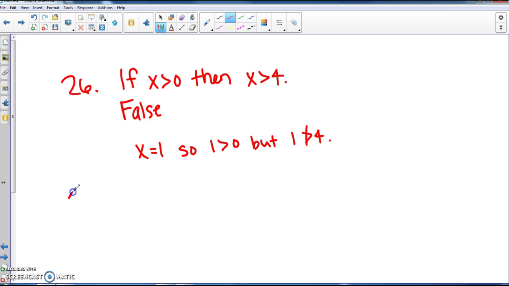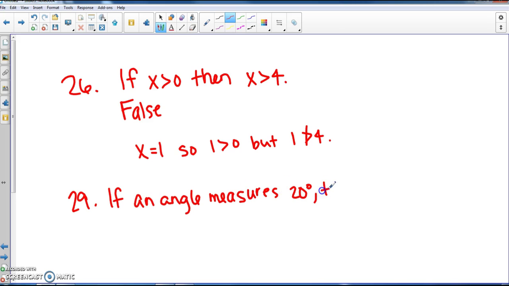Okay? And then on 29, you had to get a little creative. Write a statement that is true, but whose converse is false. You could actually do something like this. You could kind of copycat this and change the numbers if you wanted to. Or my example, and I don't remember exactly what I might have written on the answer key, but you could say if an angle measures 20 degrees, then it is acute. This is true.